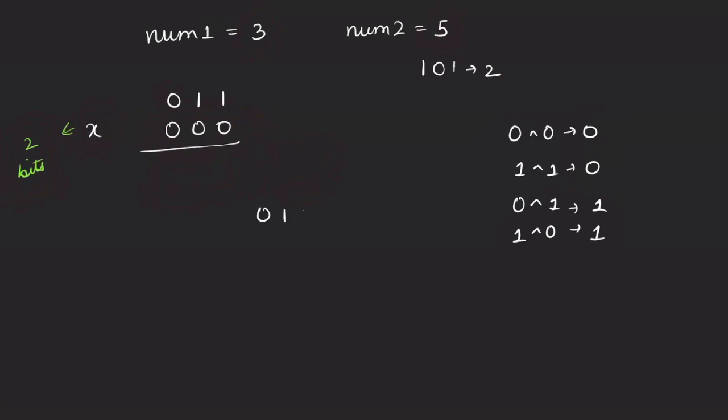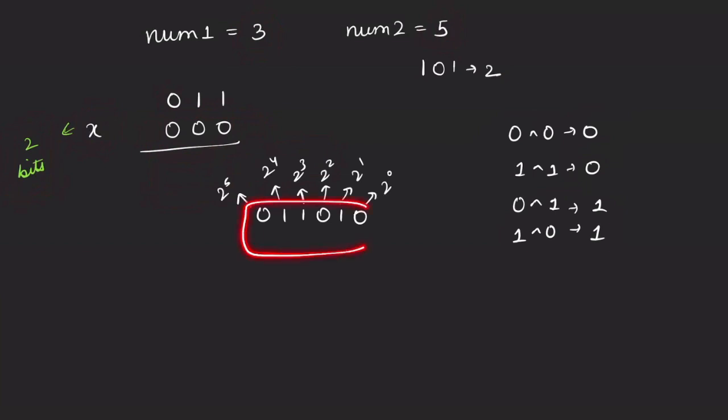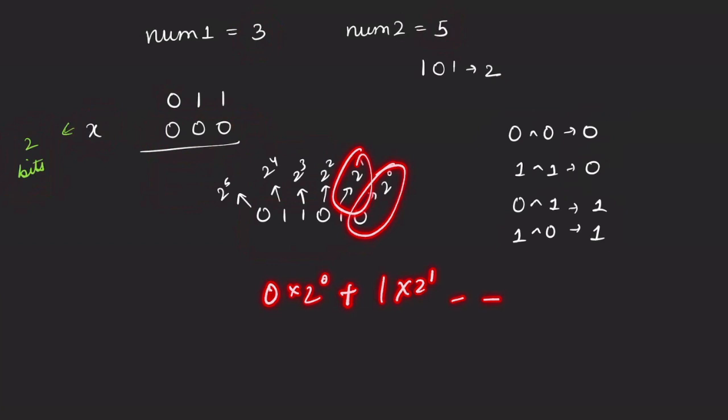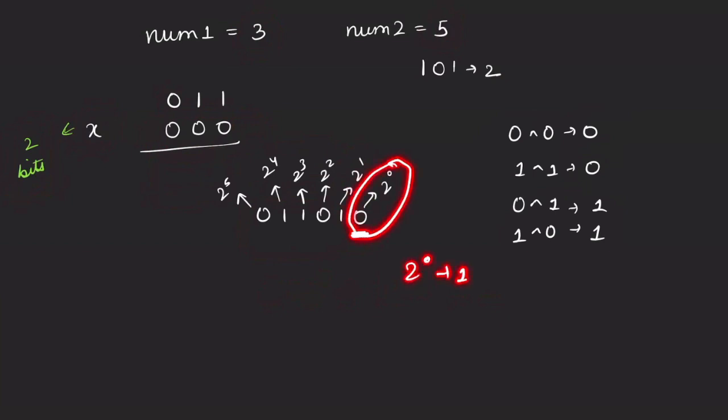Now, suppose I have a binary number like this. The contribution of this bit is 2 to the power 0. The contribution of this bit is 2 to the power 1. This is 2 to the power 2, 2 to the power 3, 2 to the power 4, 2 to the power 5. When we convert this number into a decimal number, we take this 0 times 2 to the power 0, plus 1 times 2 to the power 1, and so on. So the bit towards the right has the smallest contribution, which is 2 to the power 0, that is 1.